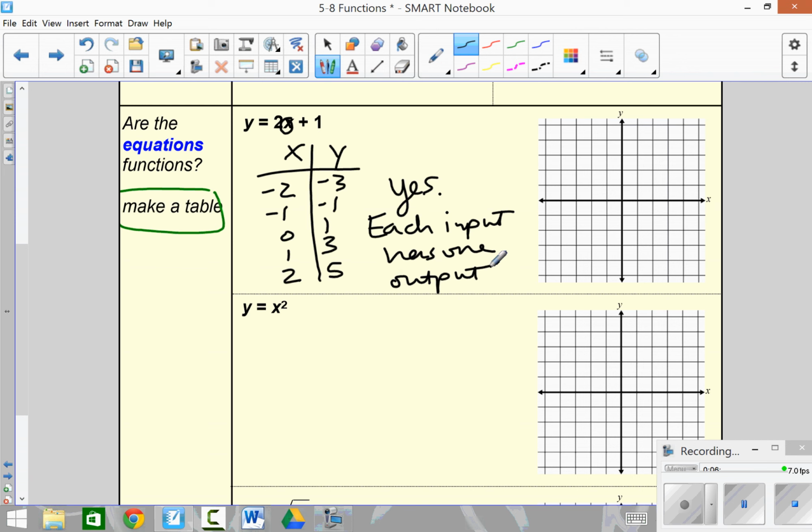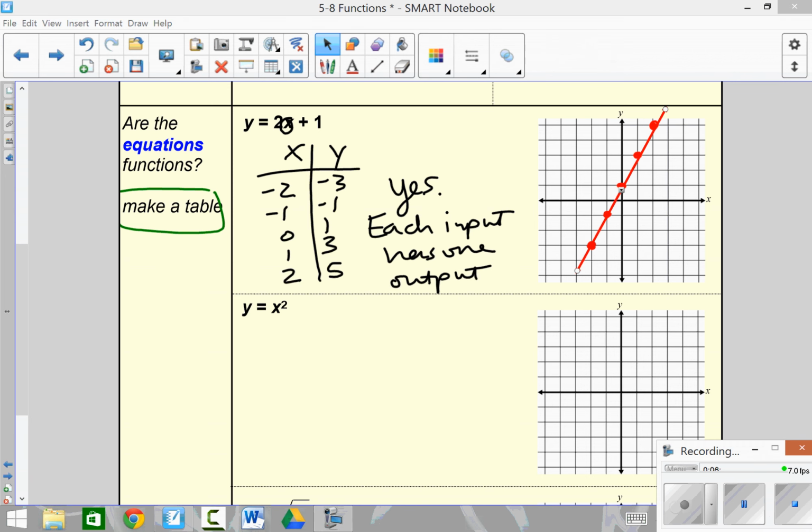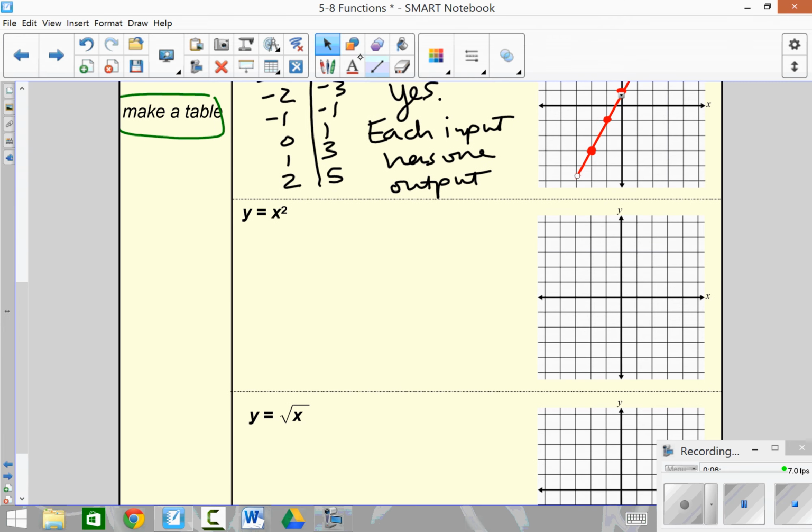Okay, go ahead and pause this video and graph this table on the graph that's given. Okay, this is what your graph should look like, and you can see that it is a linear line, a straight line. Let's try the second equation, y equals x squared.